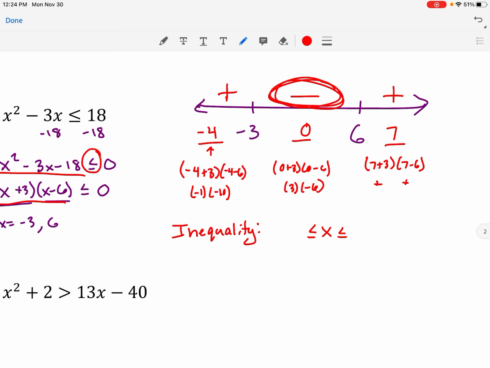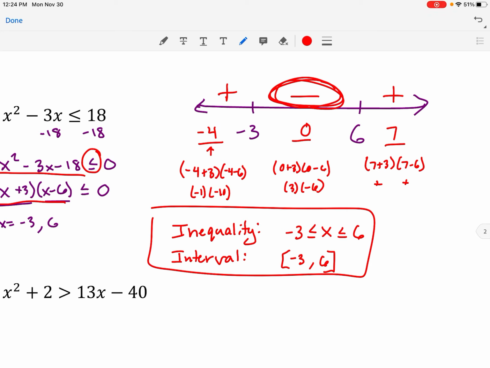And make sure they're both going the same direction. So you start with your lowest number, which is negative 3, and that's less than or equal to x, which is less than or equal to 6. So that would be our inequality. And then we're looking for our interval form as well. So it's only one section, so we'll have one interval. It has the equal to, so we're going to be using the brackets on both sides. So from negative 3 all the way up to positive 6, including both sides. So there's our solution.